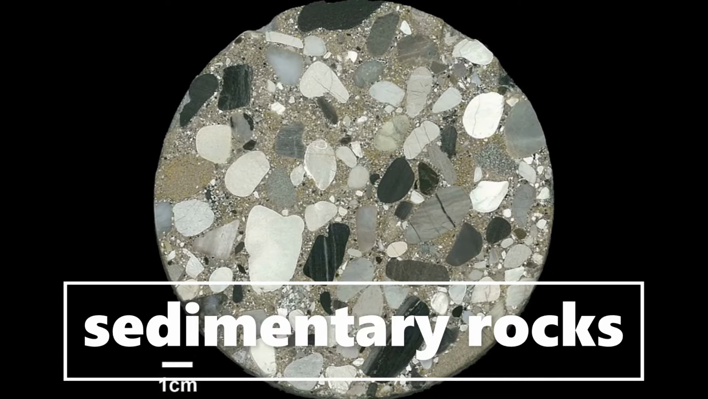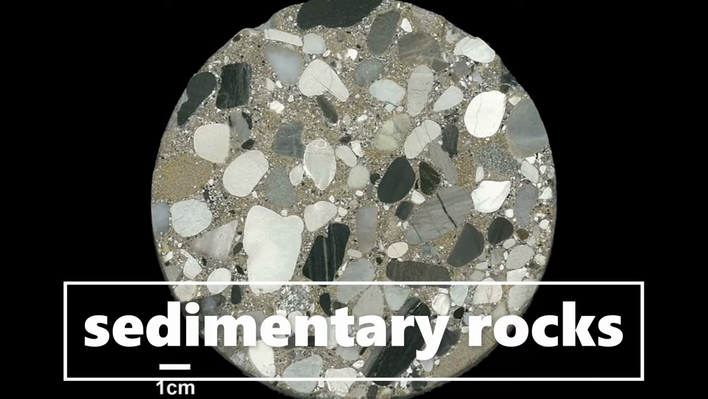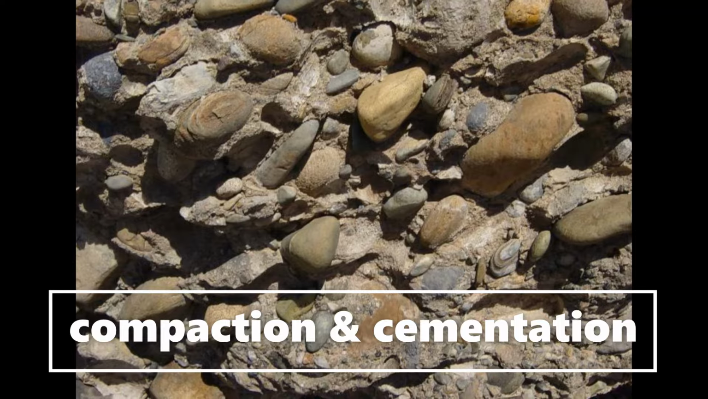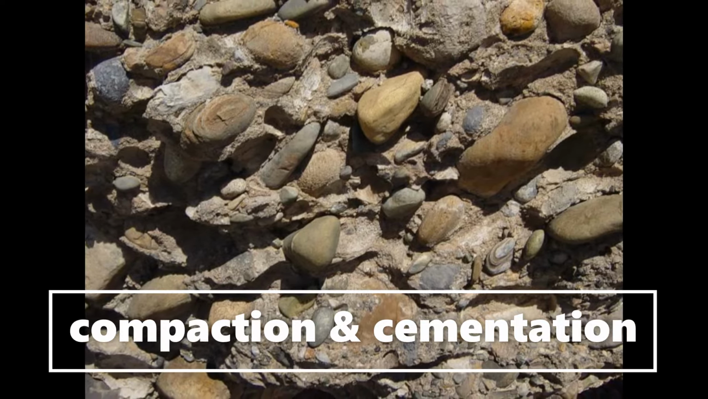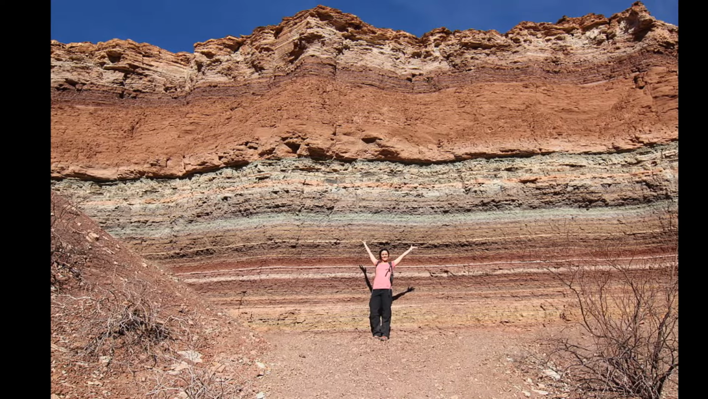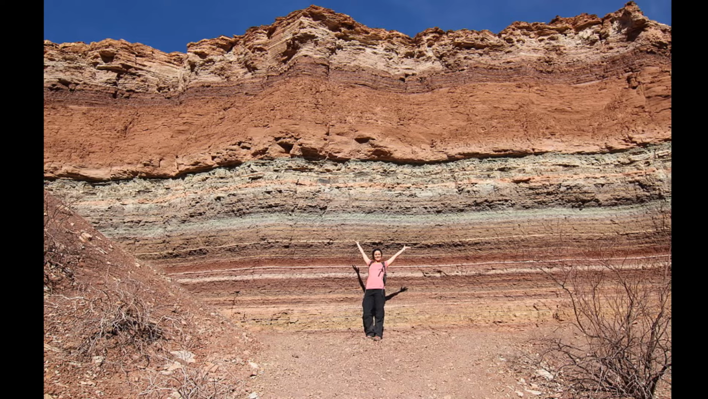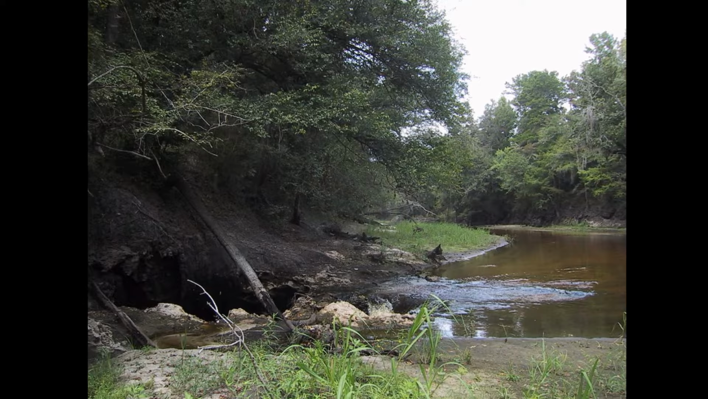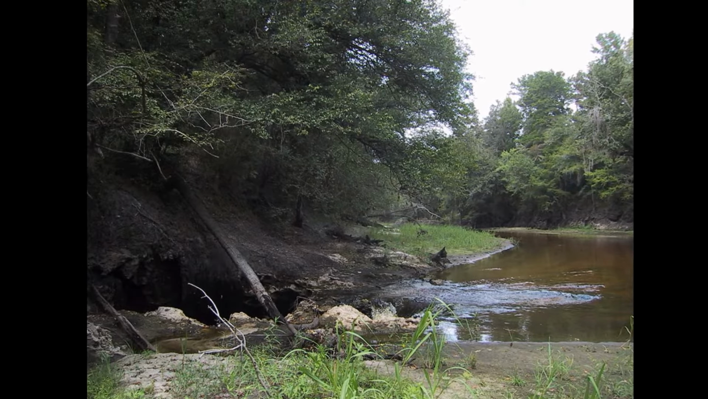Sedimentary rocks are made from sediments smushed and glued together. We call this process compaction and cementation. The sediments are compacted or smushed and then cemented or glued together. Minerals present in water help the sediments cement together.